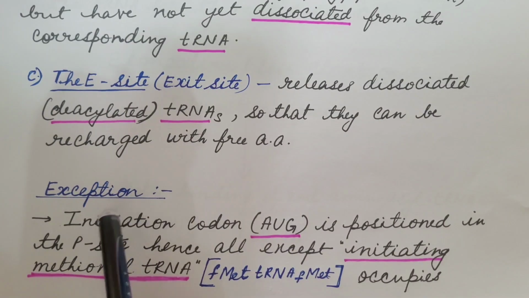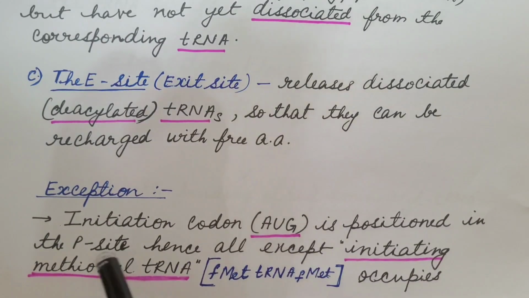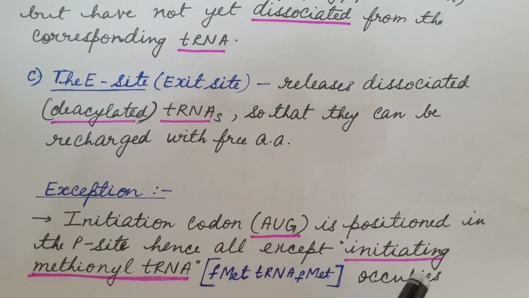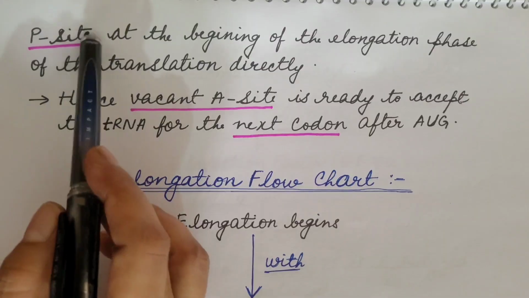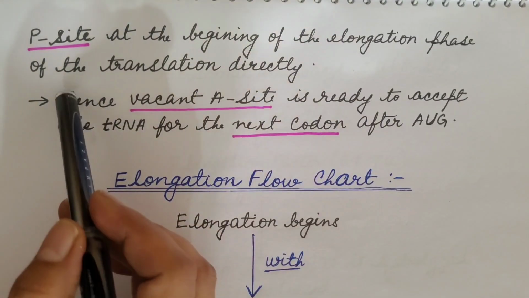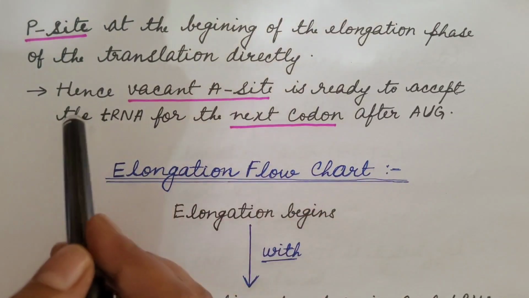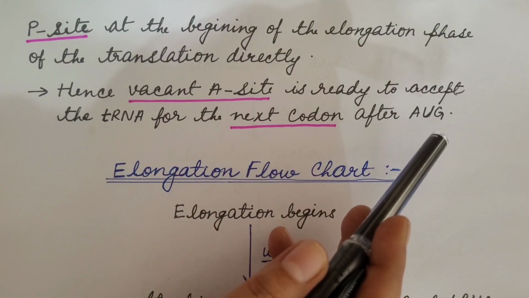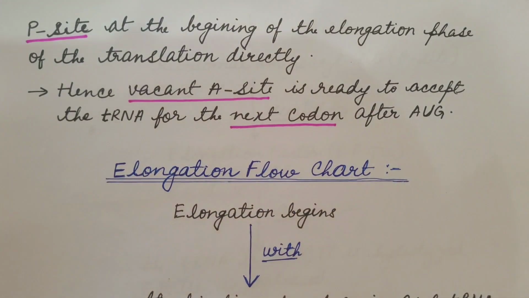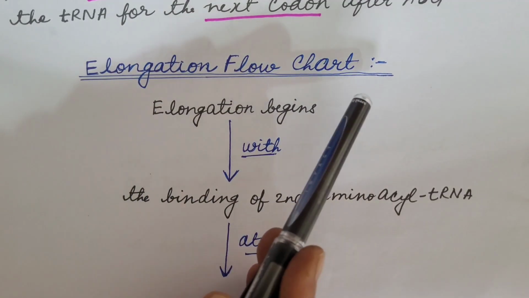Now there is one exception regarding the translation. Initiation codon AUG is positioned in the P site, hence all except the initiating methionine transfer RNA, fMet transfer RNA, fMet occupies the P site directly at the beginning of the elongation phase of the translation. Hence the vacant A site is ready to accept the transfer RNA for the next codon after AUG, and in this way elongation takes place. Now let us understand this elongation in brief with the help of this flowchart.